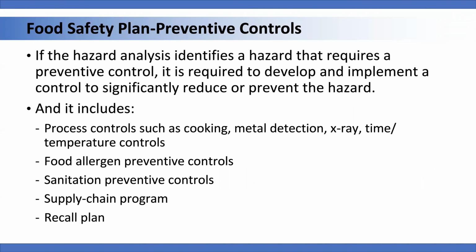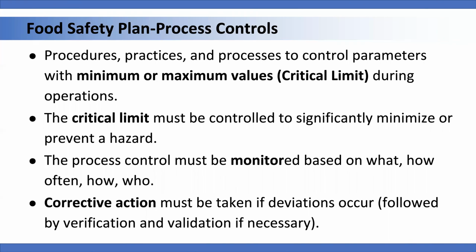The preventive controls include process control to kill pathogenic bacteria or microorganisms, such as cooking, or to prevent microbial growth, such as time temperature controls; allergen controls, such as labeling; sanitation controls to prevent recontamination and allergen cross-contact; supply chain programs for sensitive ingredients used without a kill step; and recall plan. We will talk about this briefly in later slides.